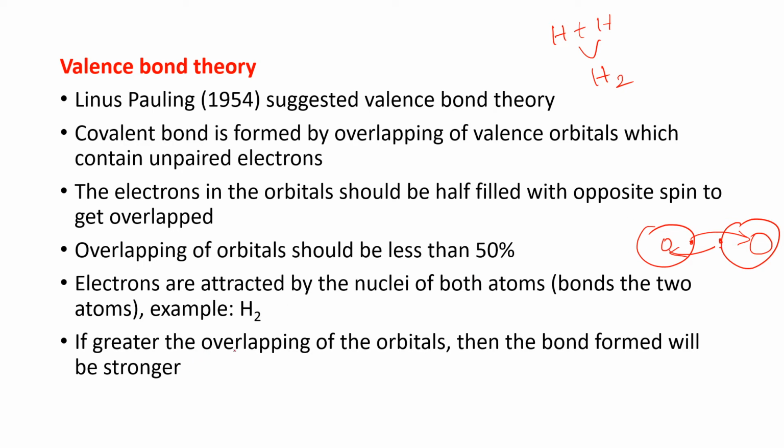The greater the overlapping of the orbitals, the stronger the bond formed. If there is more overlapping, there will be a stronger bond. Remember one sentence: if the bond is shorter, it will be stronger. If it is much longer, it will be less strong. The strength of the bond depends upon its length. If the bond length is less, it will be stronger; if the bond length is more, it will be less strong.